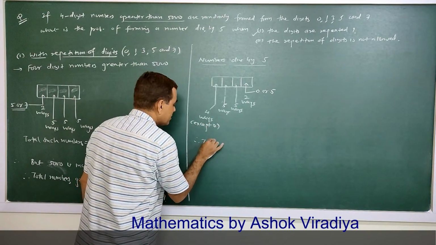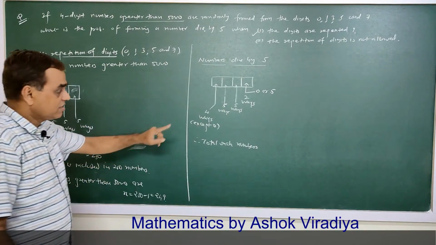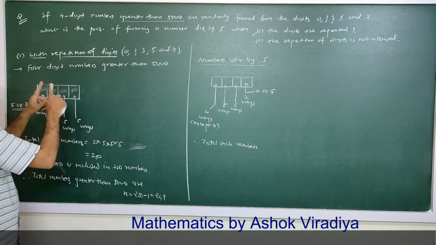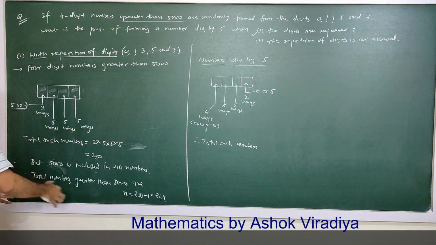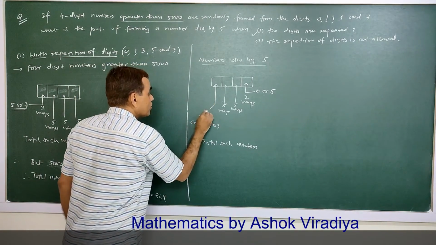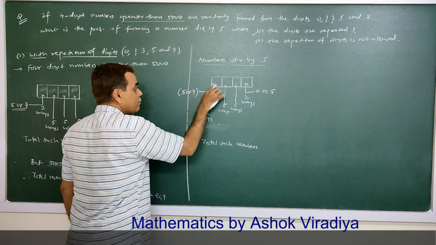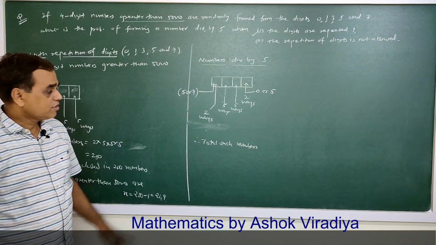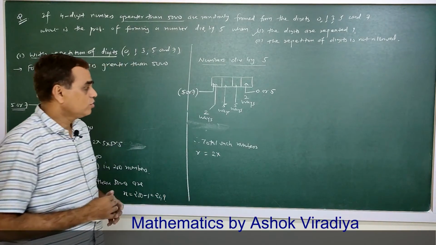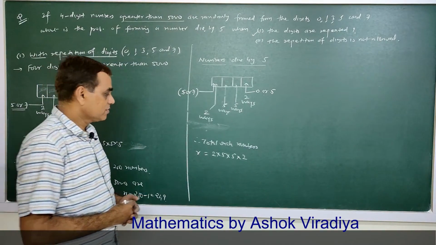So the total number of such numbers, see one more point. Sorry, I made a mistake. This place cannot be filled in 4 ways because we want numbers which are more than 5000. We are thinking about numbers from this group. Because we want more than 5000 here, only 5 and 7 are allowed. So this is by 2 ways. So the total number of such numbers is equal to 2 into 5 into 5 into 2, that is 100.